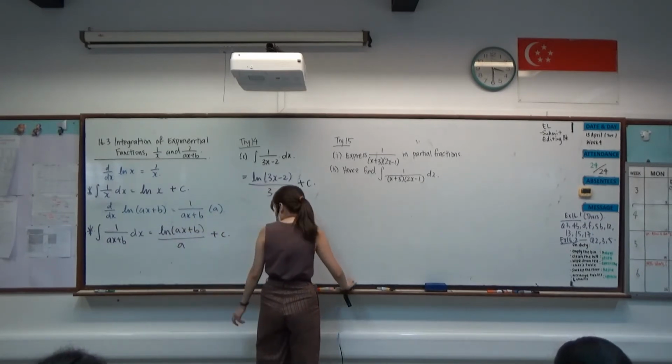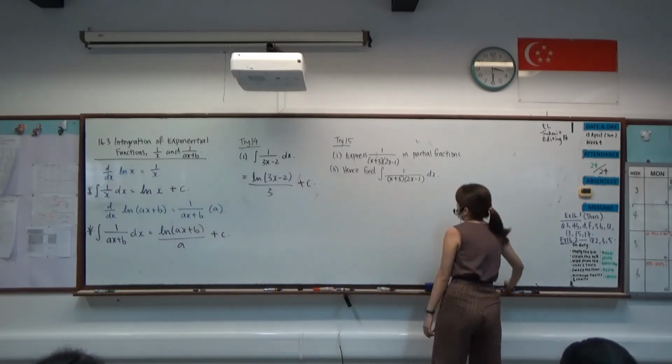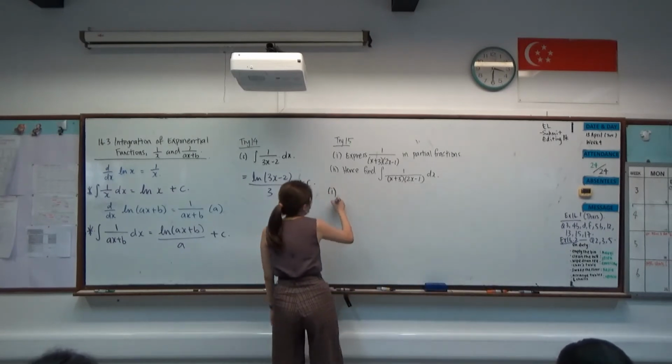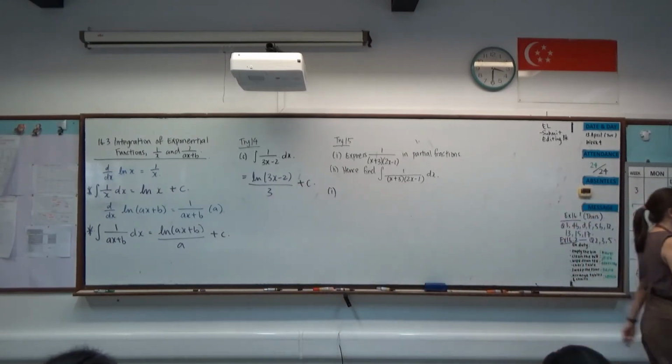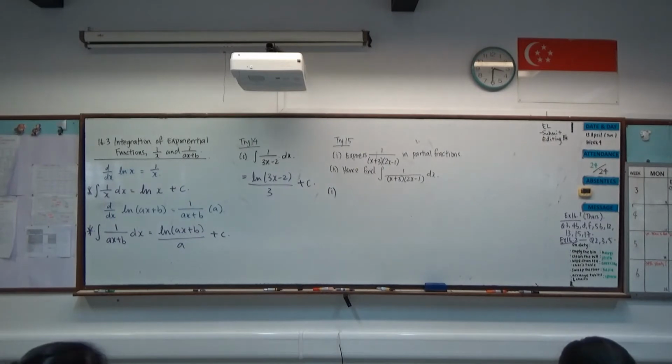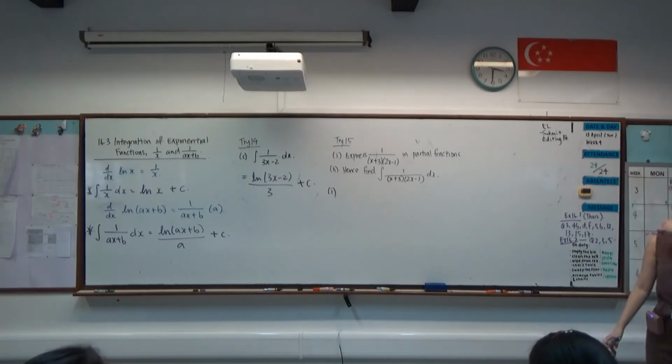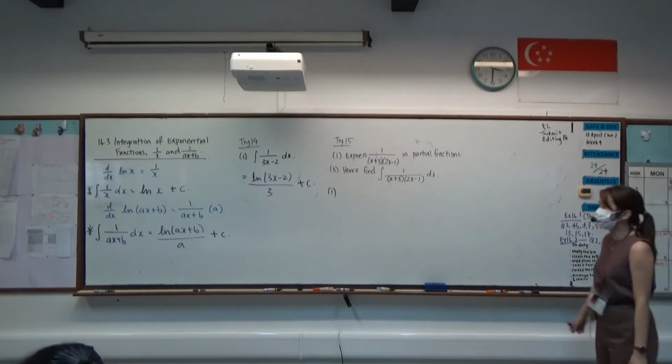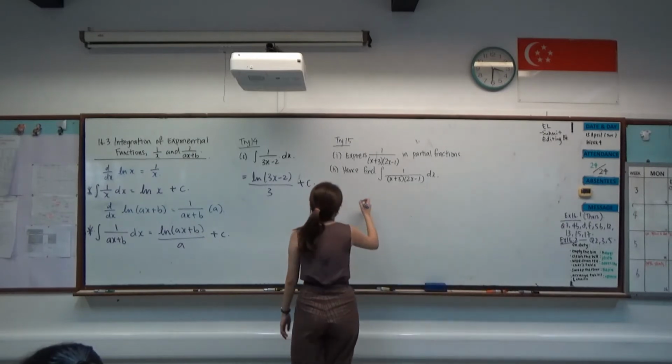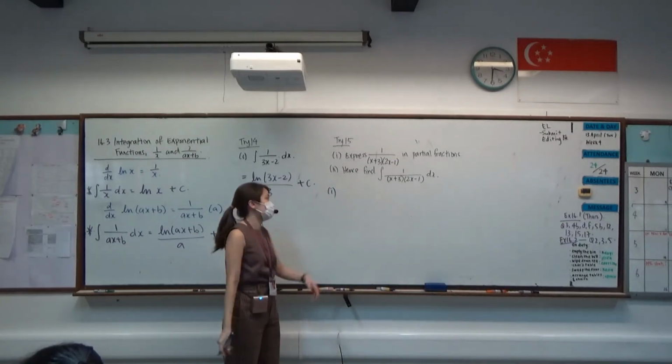So the first thing that we should do in part i is to do partial fractions. In case you have already forgotten your partial fractions, I recall that I have this inside the formula list, the mini booklet. Please refer to that to refresh your memory.